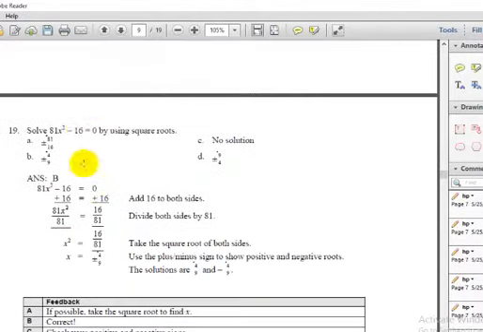Very good. Let's see here. Negative 16 will go to the other side with positive. Then I'm going to divide by 81. So x power 2 will be 16 over 81. Take the plus or minus square root. Square root of 16 is 4. Square root of 81 is 9. So plus or minus 4 over 9, which is B.